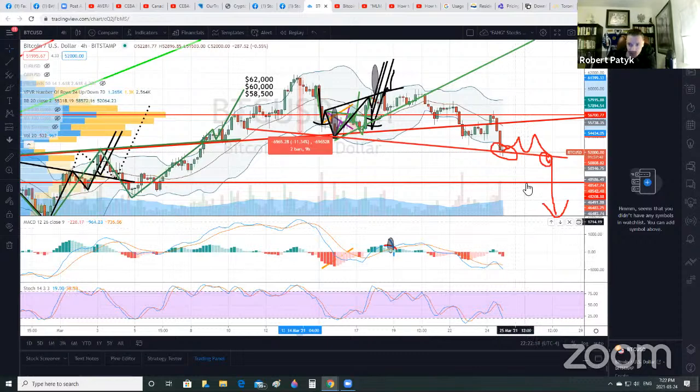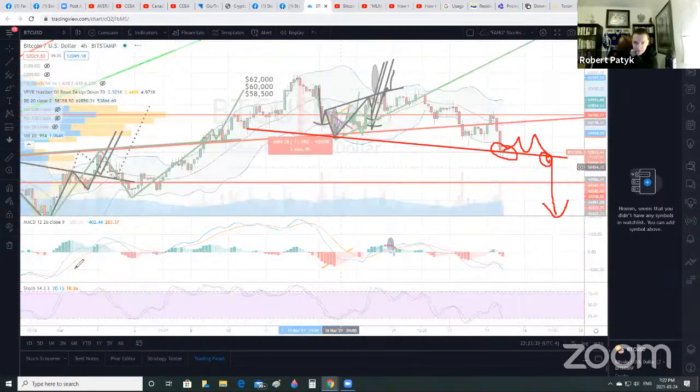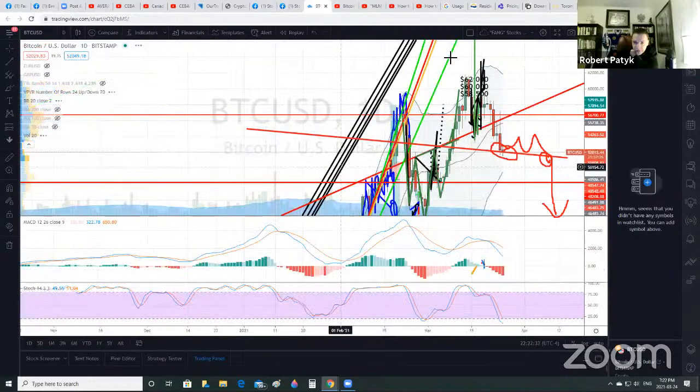Now, we do have a support line here. This red line means something. So 48,000 will be some kind of support. But this is not looking good. I'm going to zoom out to the daily candles and erase some of these drawings and refresh this.